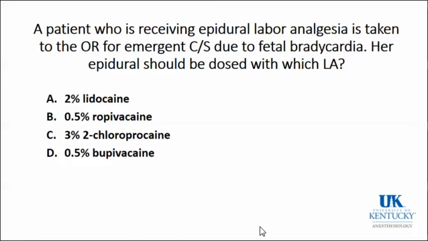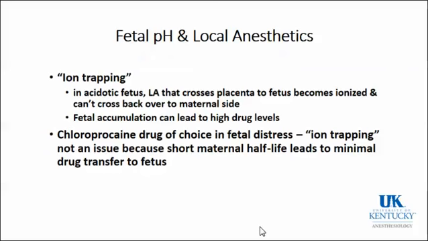So a patient who's receiving epidural labor analgesia is taken to the OR for emergency C-section due to fetal bradycardia. Her epidural should be dosed with which local anesthetic? And so I would say the answer is 3% 2-chloroprocaine. And the reason for that is this idea of ion trapping.